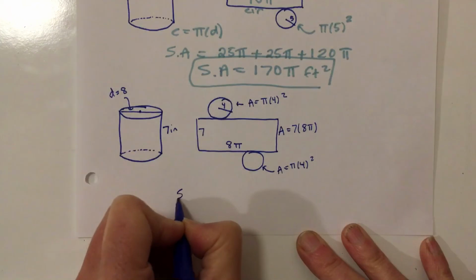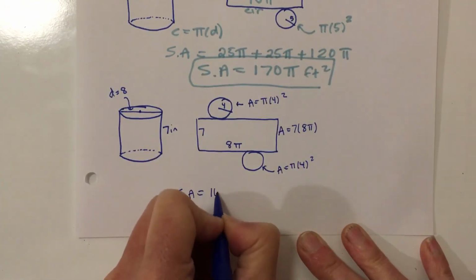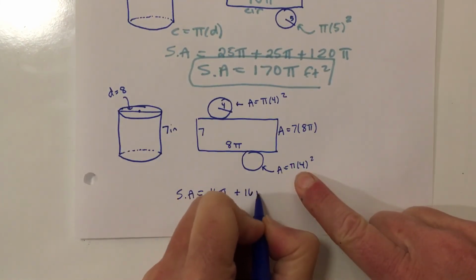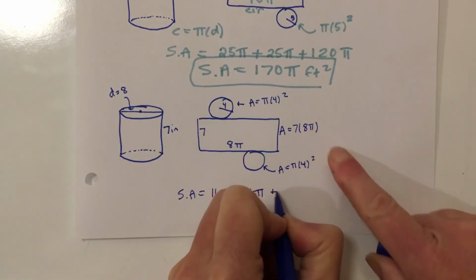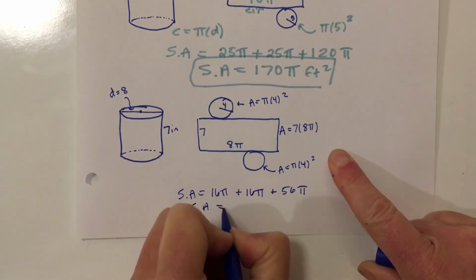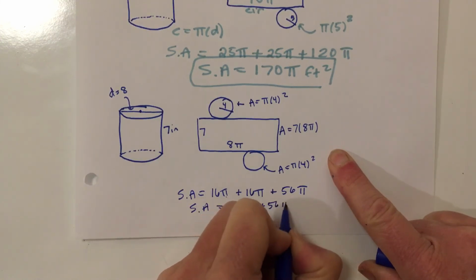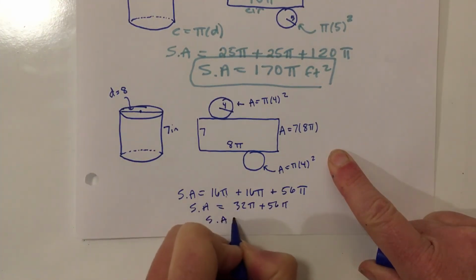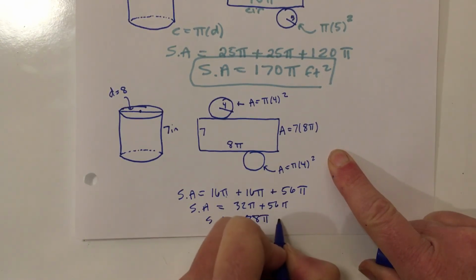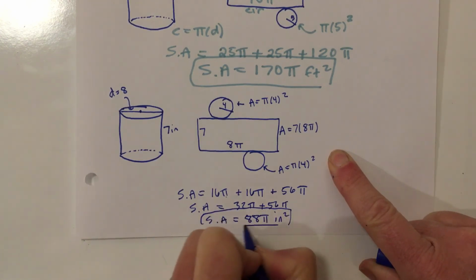All right, so to find the total surface area, you do the top. Pi r squared is 16 pi. That's this. Then you do the bottom, another 16 pi. And then the side, 7 times 8 is 56 pi. So 16 plus 16 is 32. And then you add those together and you get 88 pi. And that's inches squared.